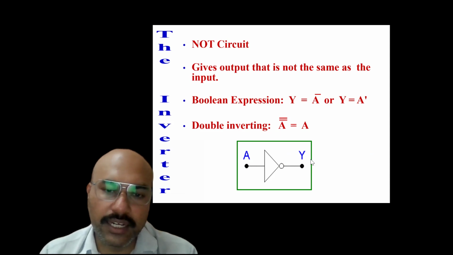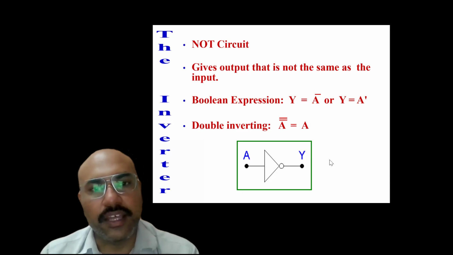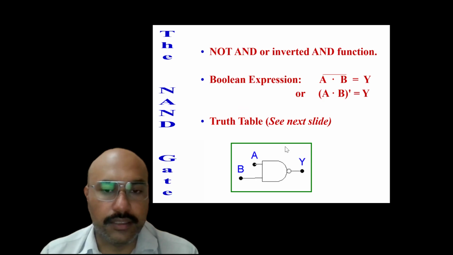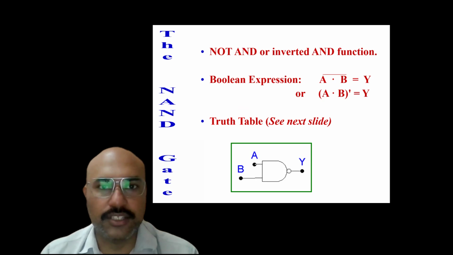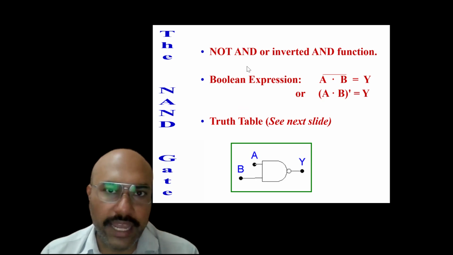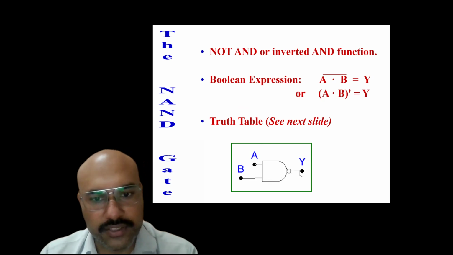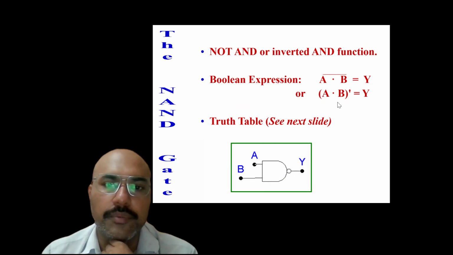But if you again connect another NOT gate in sequence with this logic gate, then you will get A again. And with the help of the NOT gate, we can also design the NAND gate. That is one of the universal gates. So NOT AND, or inverted AND function. So what if I apply a NOT gate in series with an AND gate, then you will get A dot B bar, that means A bar plus B bar, or you can directly write it as (A dot B) bar.